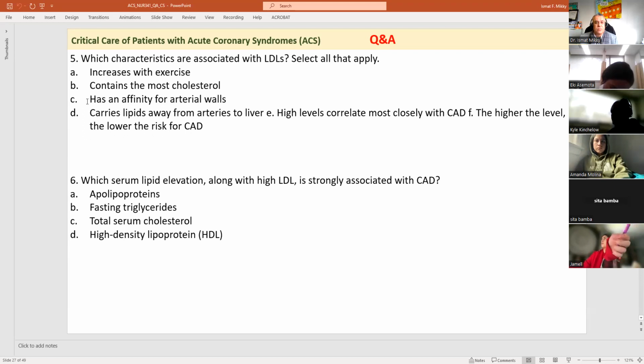Which serum level elevation along with LDL is strongly associated with CAD? Total? I would say the total serum. Fasting, yeah, the fasting actually, that's the one. The high fasting triglyceride blood levels contribute to or are associated with cardiovascular disease and diabetes as well. So both cardiovascular disease and diabetes, because that has to do with the blood vessels.